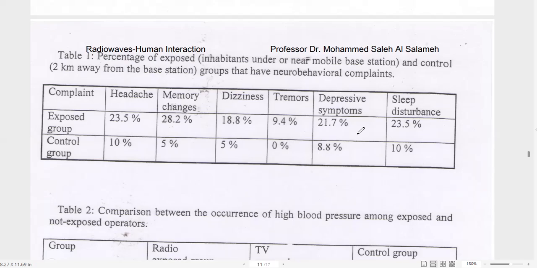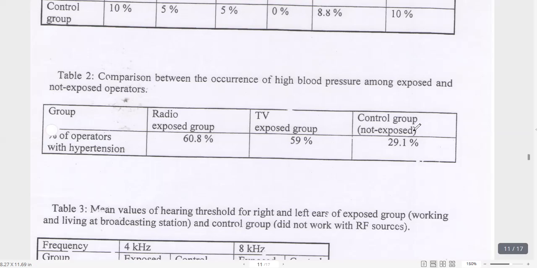Depressive symptoms: 21.7% of the people living near the tower suffer from depressive symptoms, whereas only 8.8%, a lower percentage, of the people living away from the tower suffer from depressive symptoms. Also, only 10% of the people living away from the tower suffer from sleep disturbance, whereas a higher percentage, 23.5%, of the people living near towers suffer from sleep disturbance.